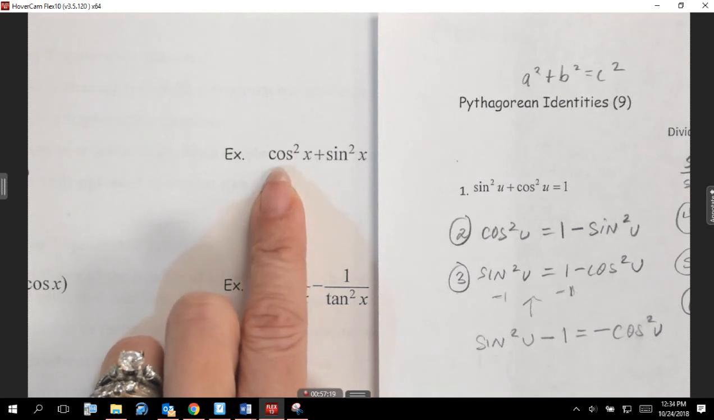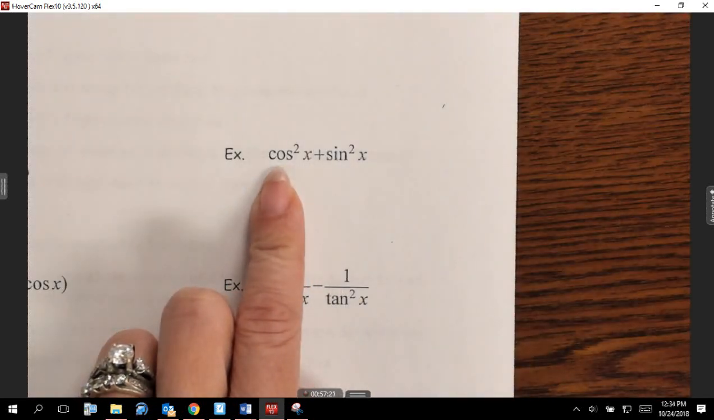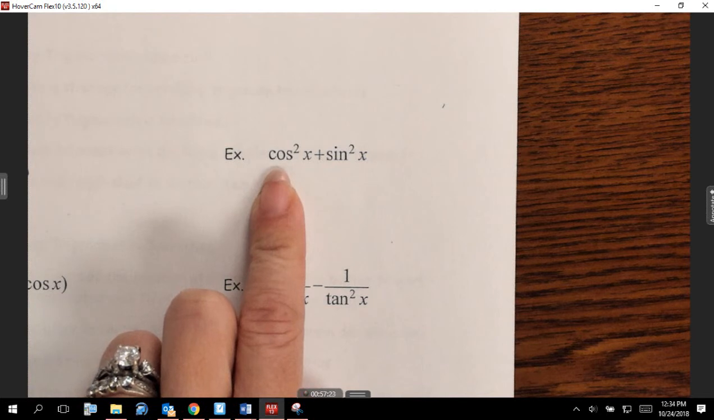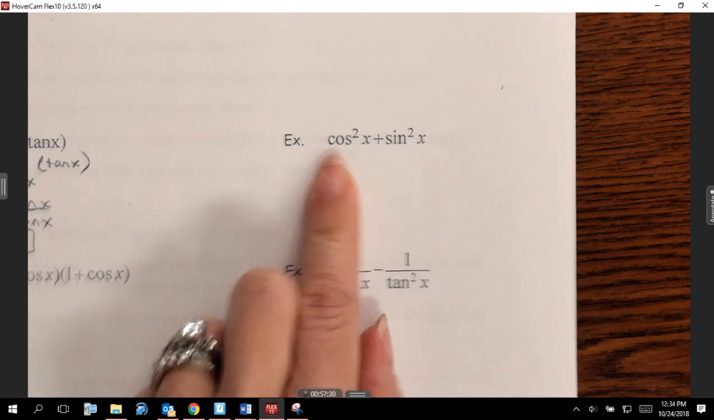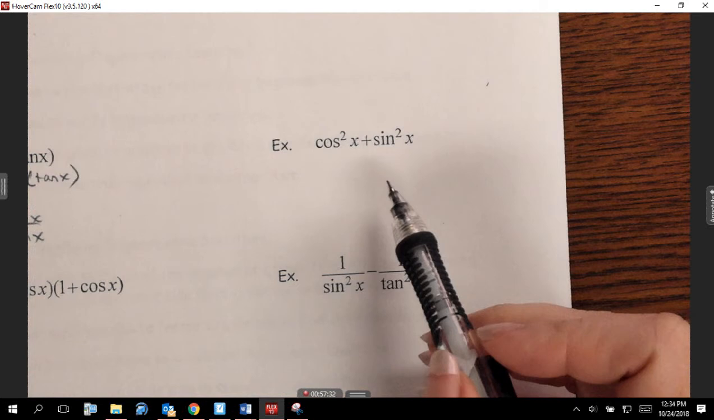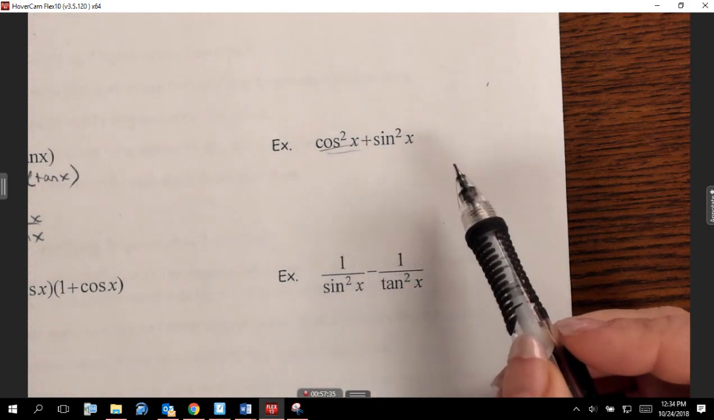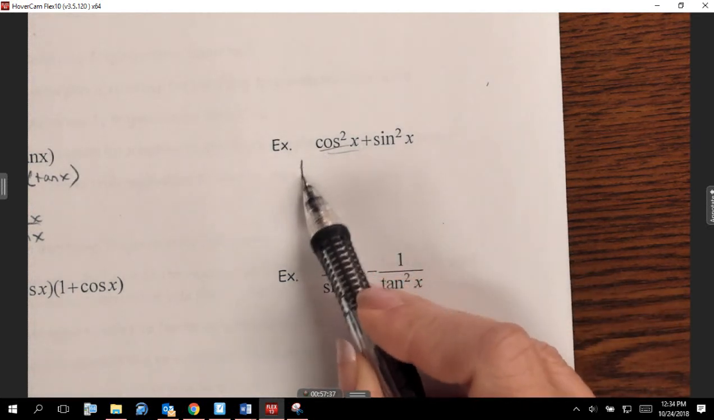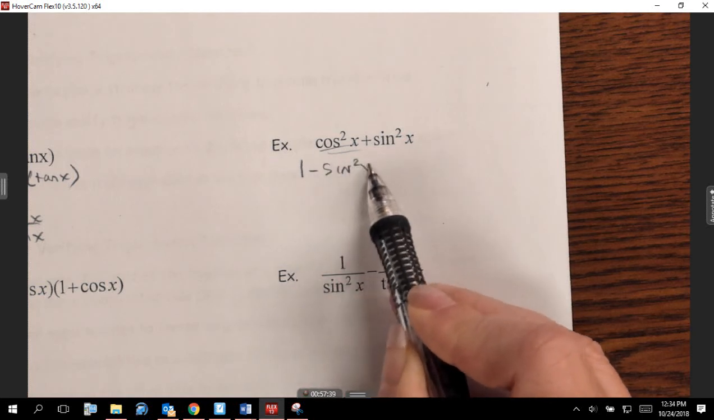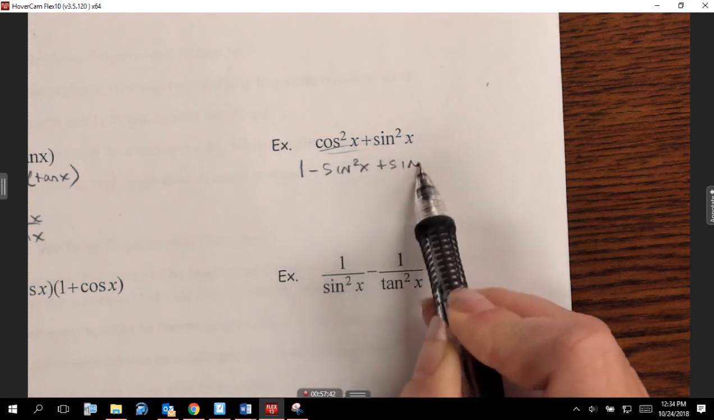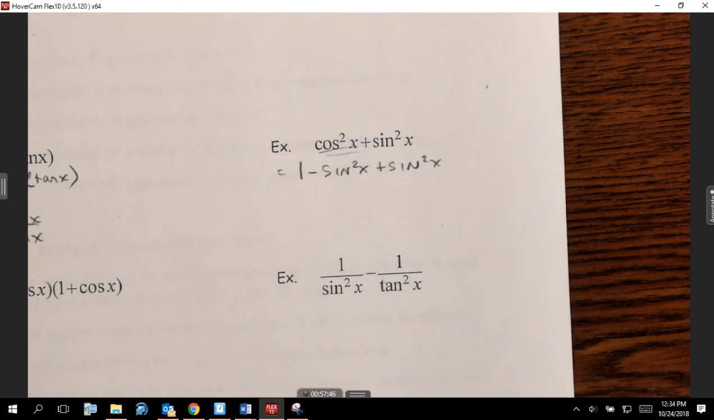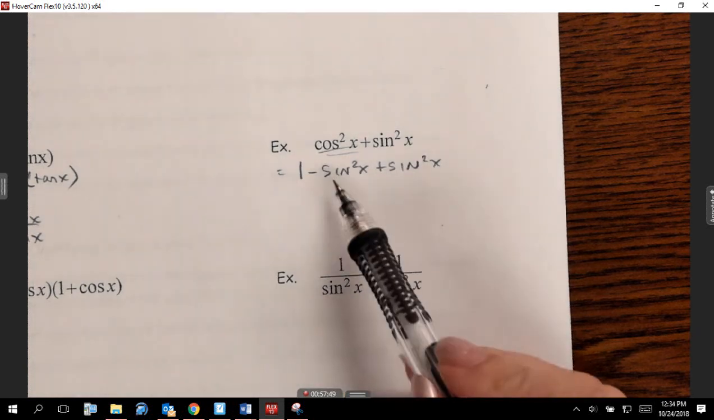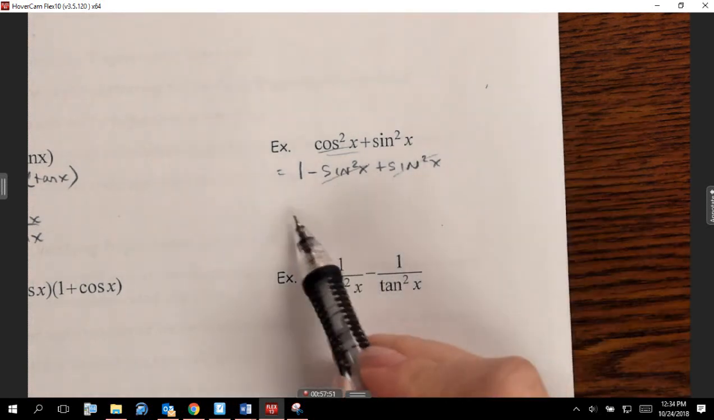So now, I'm going off of what Avery said, which may not be the fastest way of doing it, but that's okay. You said take cosine squared x and write that as 1 minus sine squared x. Then I bring down my plus sine squared x. And why would I do that? Because these will cancel each other out and we'll just get 1.